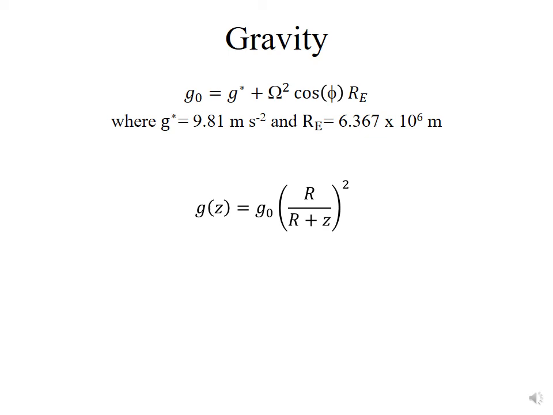So what we've decided to do is to take that outward directed centrifugal force, that which is in the vertical direction locally, and simply add it to gravity and define G naught as the effective gravity. So G naught is going to be equal to our Newtonian gravity, G star, plus the centrifugal force, omega squared cosine phi times the radius of the Earth, where the radius of the Earth is 6.367 times 10 to the 6th, and omega is the angular rotation rate of our planet, which is 7.272 times 10 to the minus 5th radians per second.